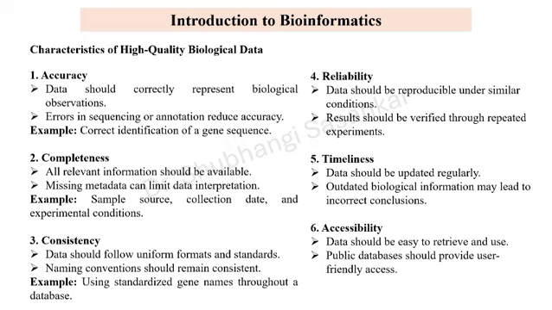The fourth one is reliability. Reliability means results can be reproduced. The fifth one is timeliness. Timeliness means the information is regularly updated. The sixth characteristic is accessibility. What is meant by accessibility? It means that the data can be easily retrieved and reused. Together these characteristics ensure the quality of scientific analysis.